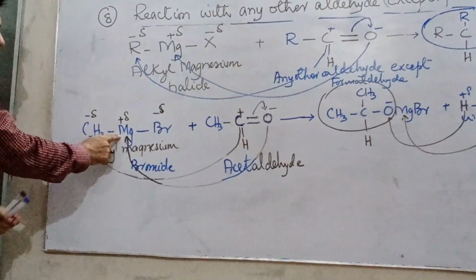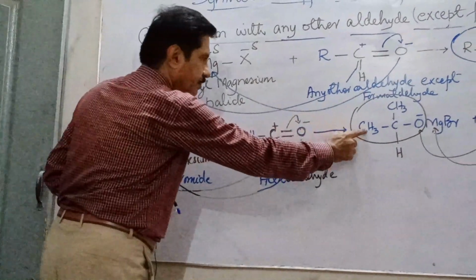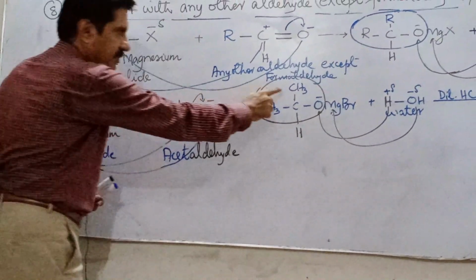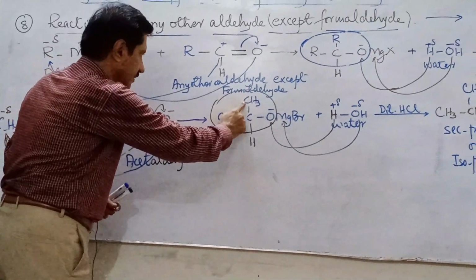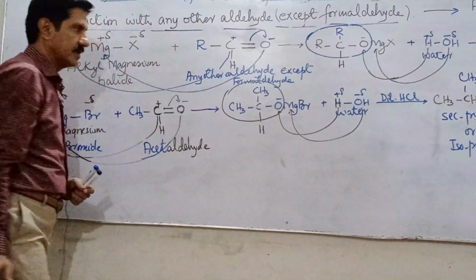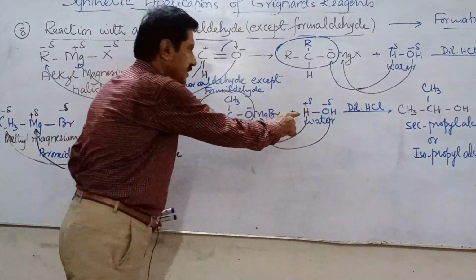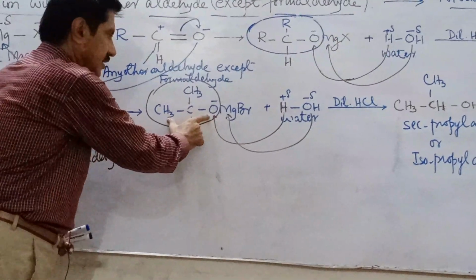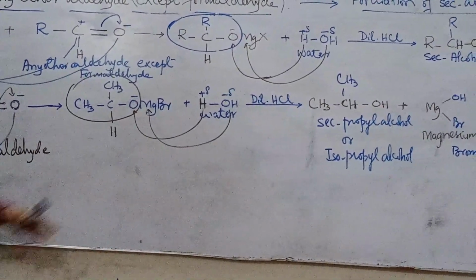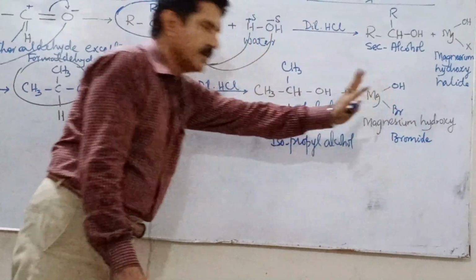By summing up the two molecules, we will have CH3, then this CH, then this methyl group attached to the carbon is written over here, then oxygen connected with magnesium, which is connected with bromine. This intermediate product will be immediately reacted with water. The hydrogen atom of water will take this part of the molecule. As a result, you will have secondary propyl alcohol or isopropyl alcohol, while the OH group will be attached to the MgBr, making it magnesium hydroxy bromide.